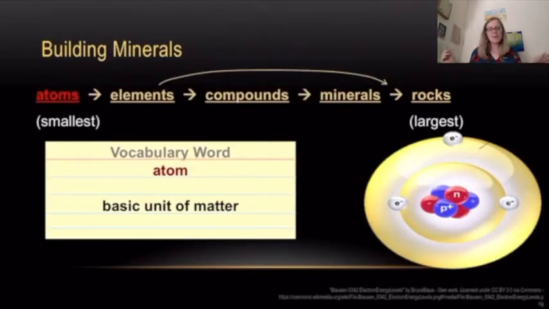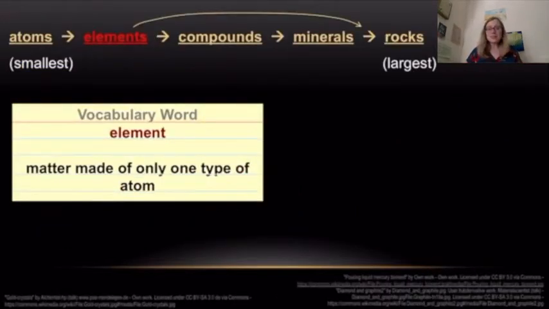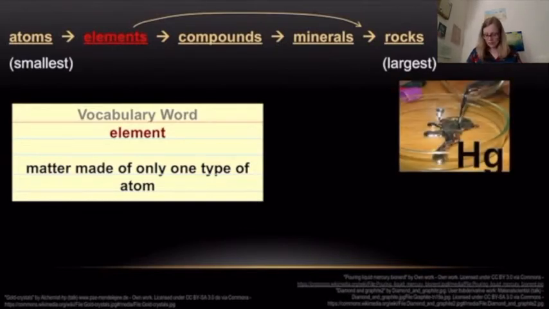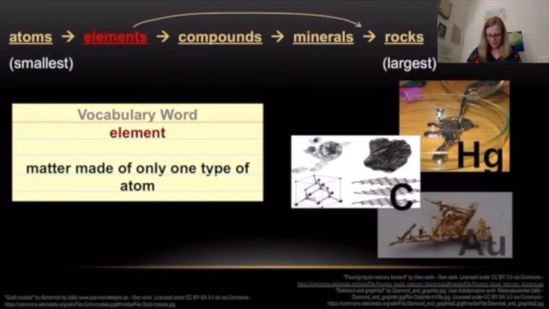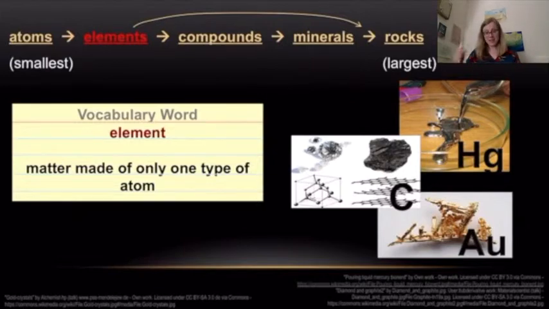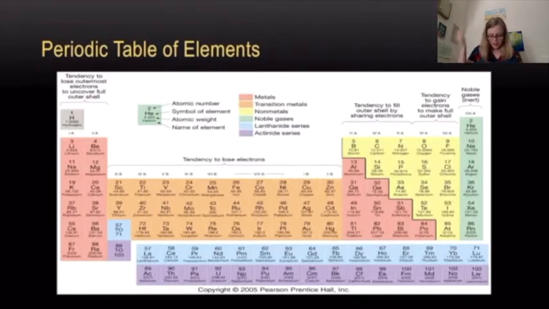So an atom, basic unit of matter. I'm not going to have you write this stuff down. Good grief. You know it. Right, keep going, Carrie. Element. An element. You know what an element is. It's the matter that's made of only one type of atom. So there we've got some mercury, we've got some carbon, we've got some gold. Elements, right? Basic elements. Periodic table of elements.